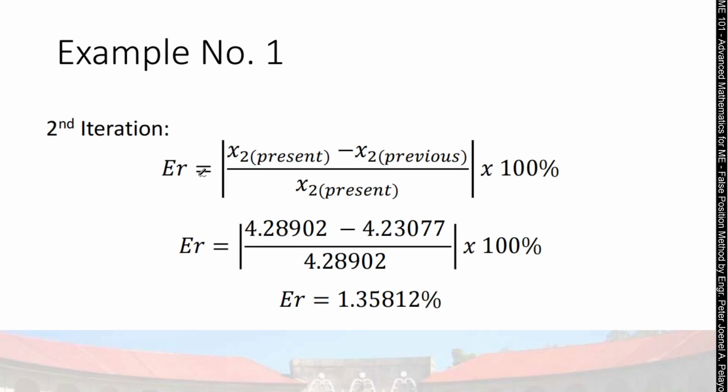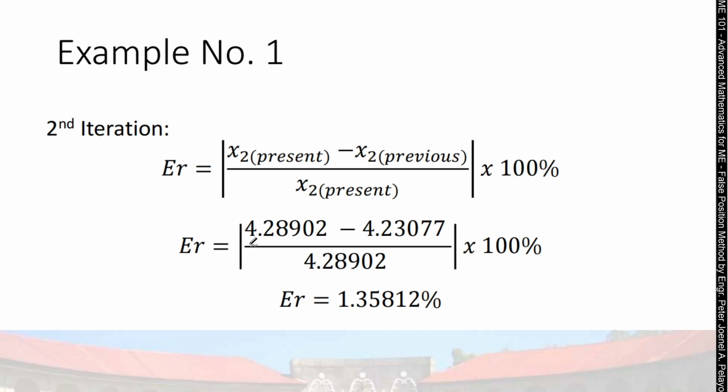And then, ito yung relative error natin. So, relative error is present X2 minus the previous X2 all over the present X2. So, absolute value natin siya. Itong line na to, absolute value. And then, multiply lang natin to 100%.